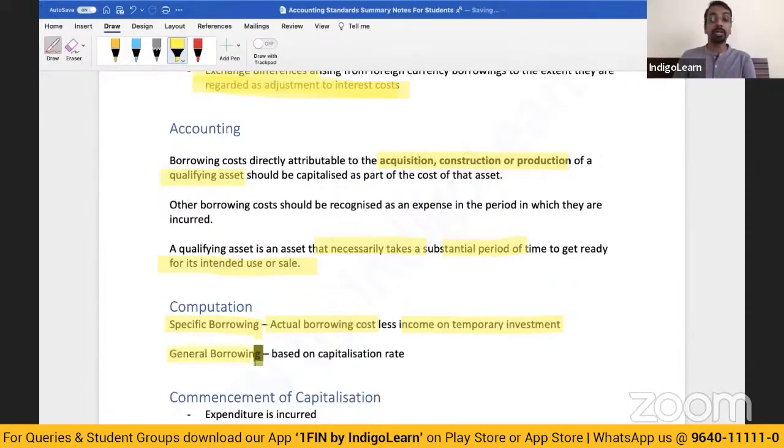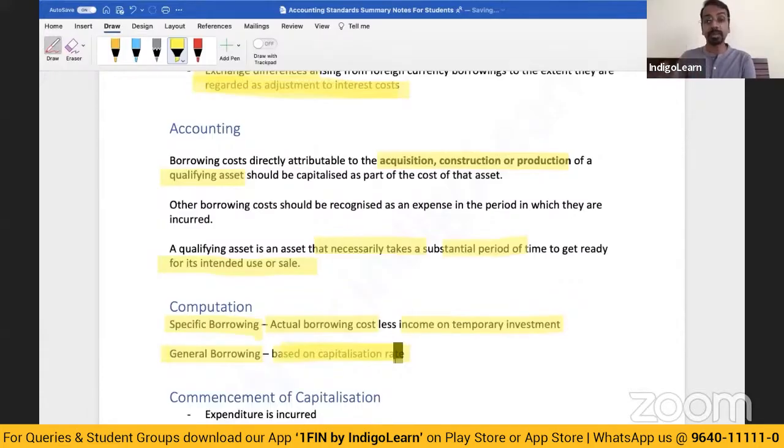If it is a general borrowing, the entity has multiple different borrowings. They have issued debentures, they have taken bank overdrafts, they have taken term loans. You cannot identify which loan is taken for which asset. Then you will calculate a capitalization rate. What is this capitalization rate? Weighted average interest rate. And based on the amount of expenditure, you will apply this capitalization rate and compute the amount of borrowing cost to be capitalized. Okay, that is the second aspect.